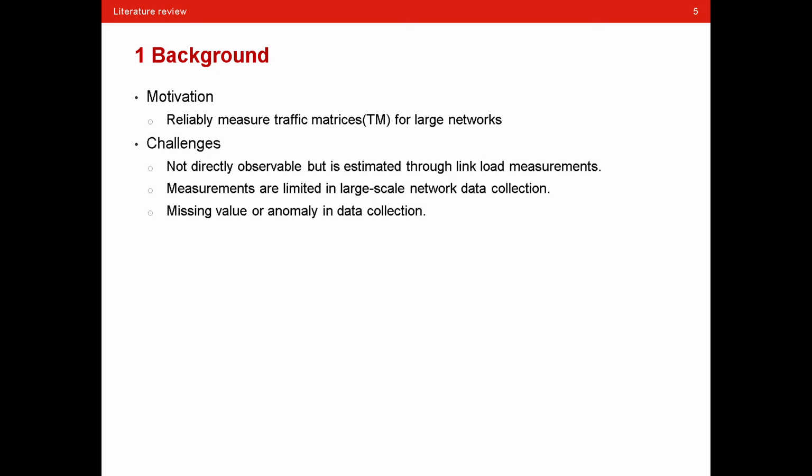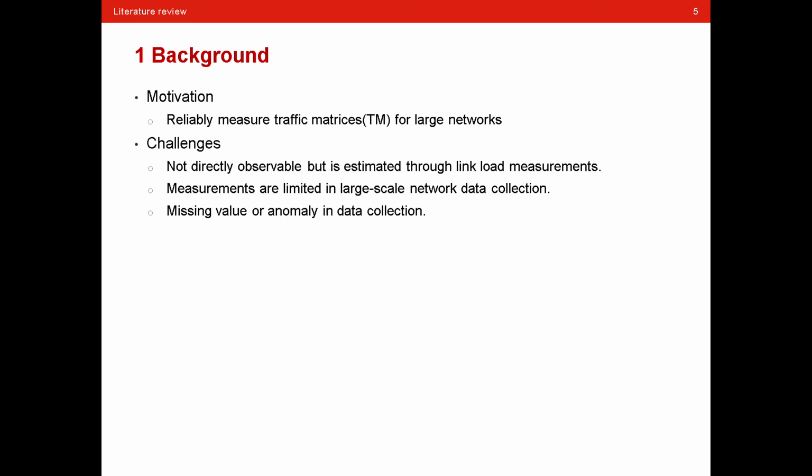The challenge to achieve this motivation is that the OD flow, or the entries in the traffic matrix, are not directly observable, but instead we can only estimate them through link measurements. Intuitively, we cannot directly detect the OD flows, but instead we can use sensors located at the road links to find how much flow moves along each link, and from these you can get a number for the OD flow. This is a simple example.